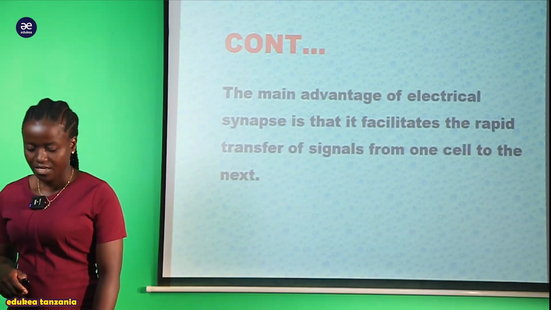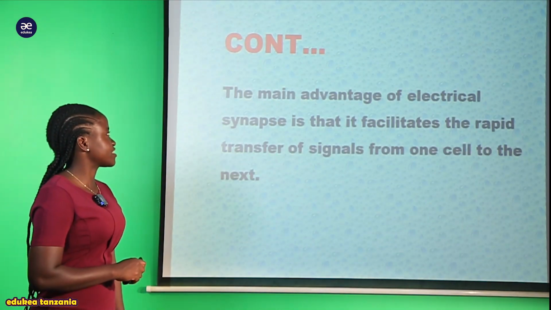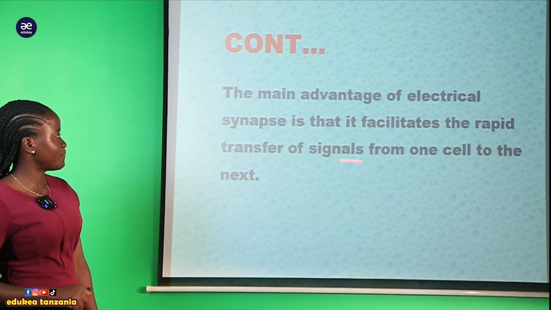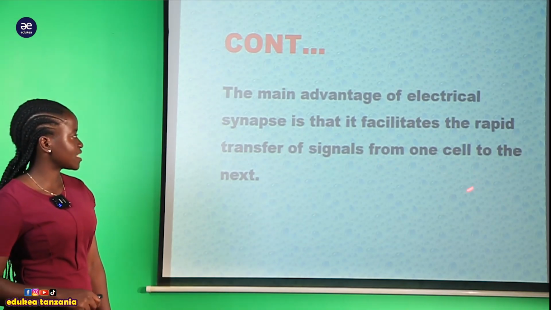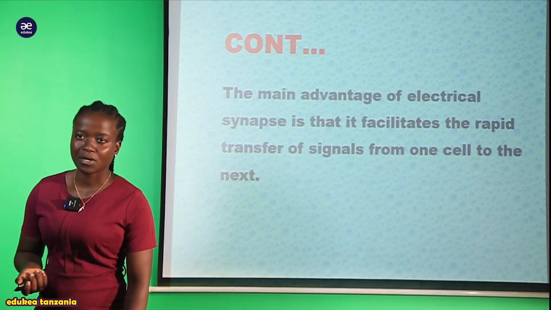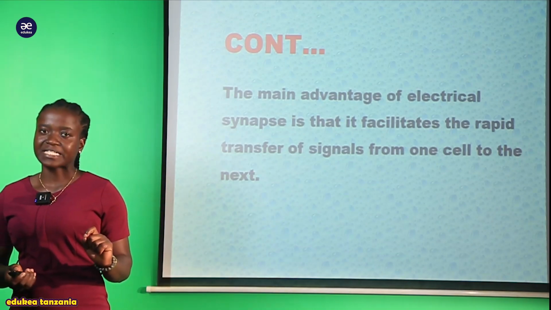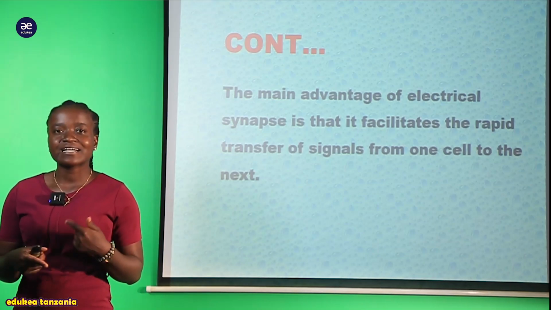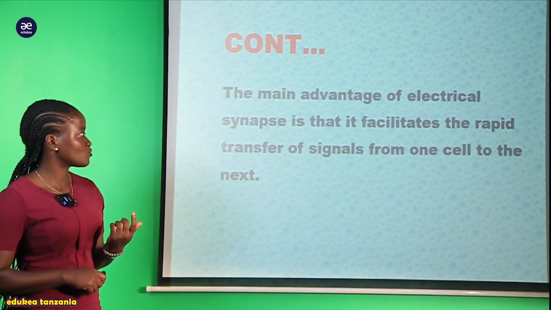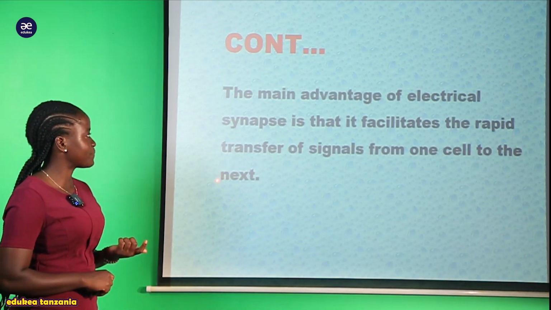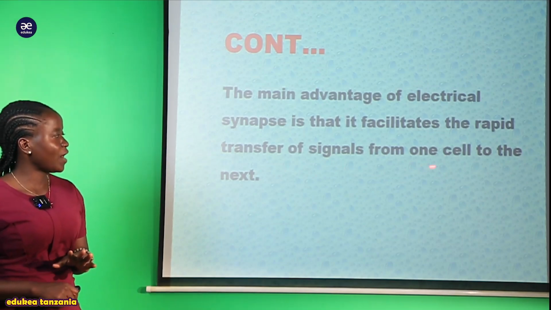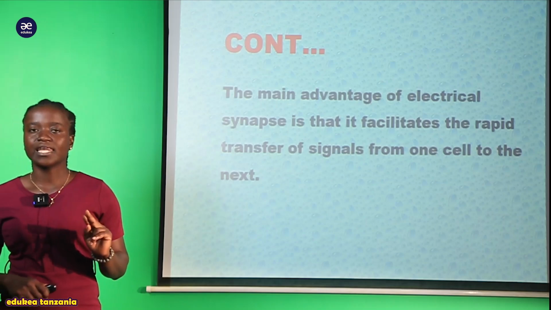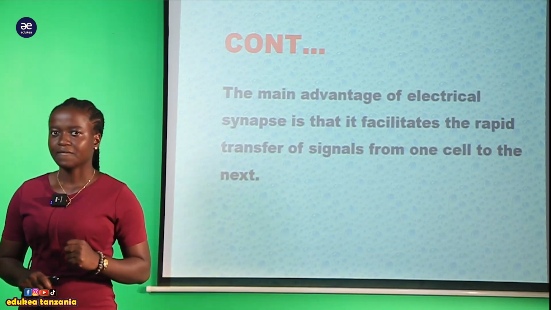nerve impulse. But also we can say that the main advantage of electrical synapse is that it facilitates the rapid transfer of the signal from one cell to the next. Kwa maana kwamba ile transmission of the nerve impulse inatokea between one neuron and another neuron inatokea kwa haraka zaidi. Na ndio maana hapa tumesema kwamba it facilitates the rapid transfer of the signal from one cell to another. Huo ndio umuhimu mkubwa wa kuwa na hii electrical synapse.